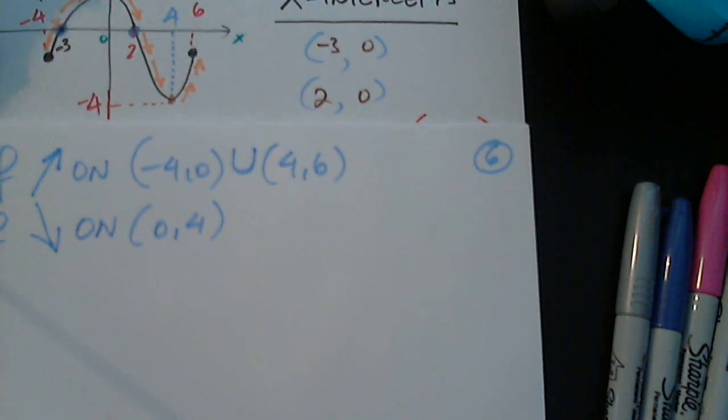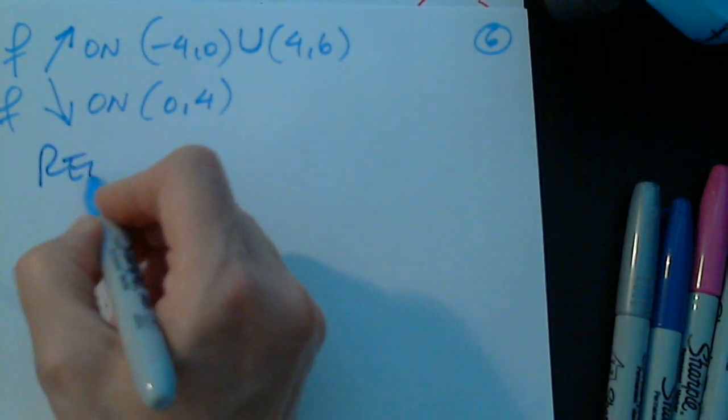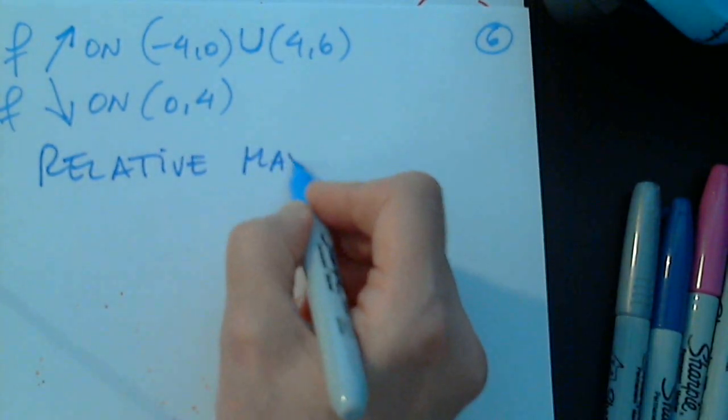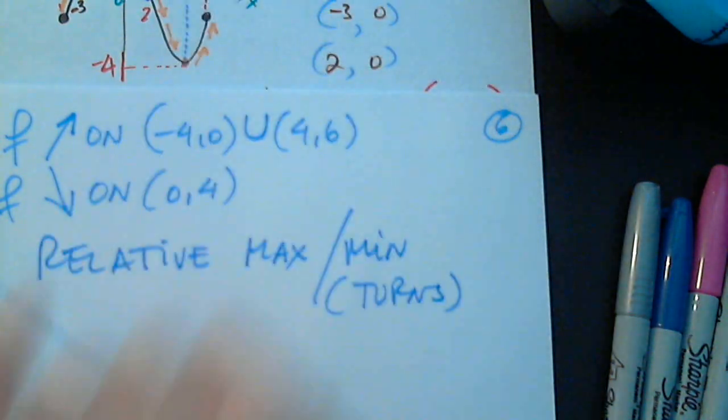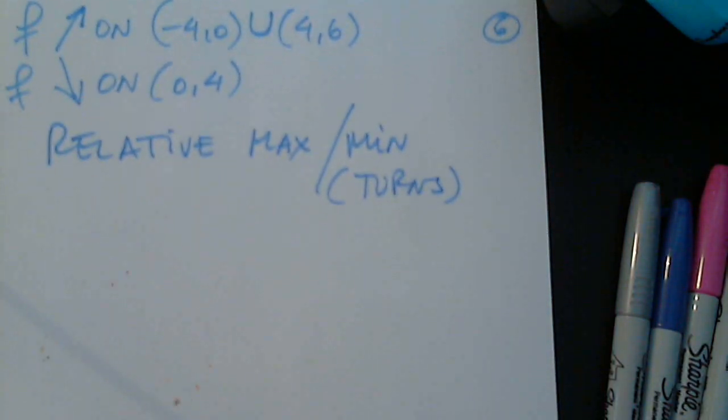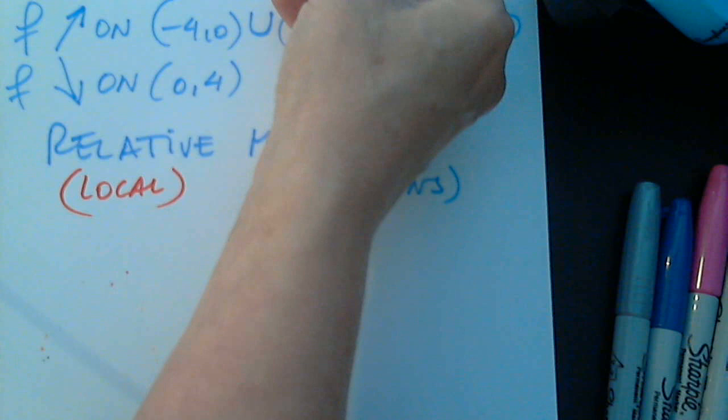Now, there is something called relative max and min, also called turns. If you remember, when I put the arrows, it goes up and then it turns, coming down. And then it gets to this point, it turns and it goes up. So this point is a relative max. Relative is also called local. In some books you're going to find that they are the same. Relative or local.